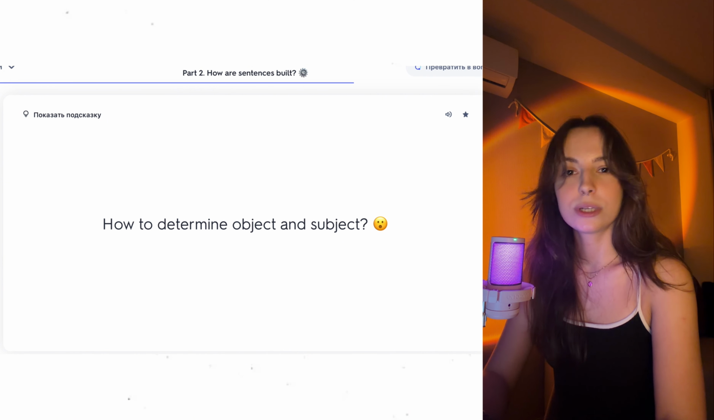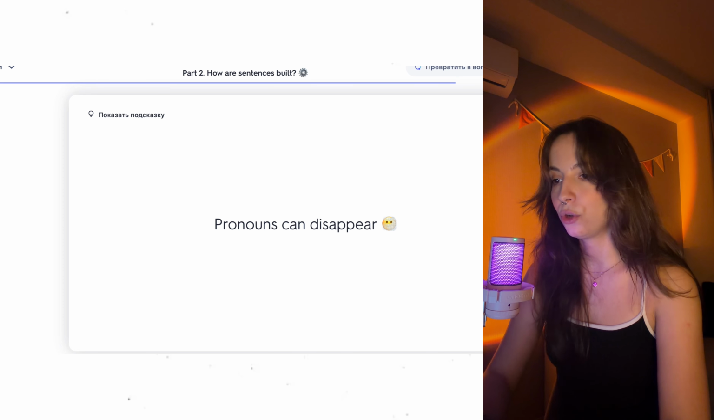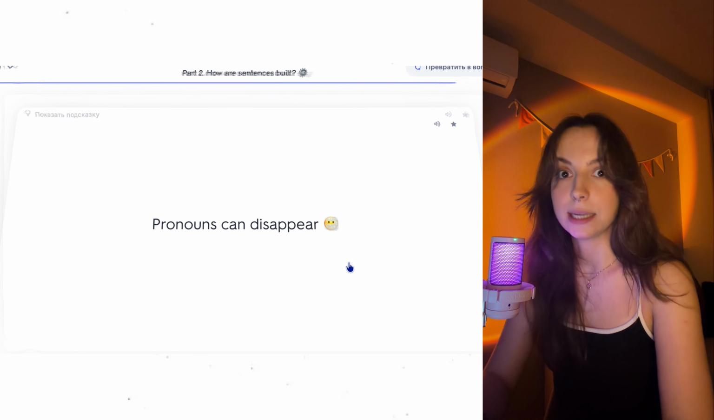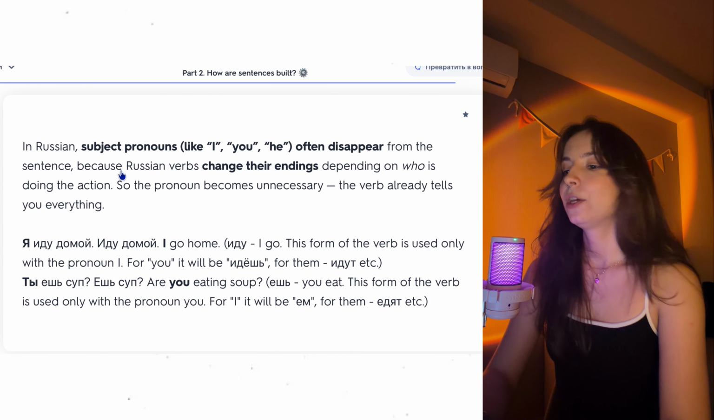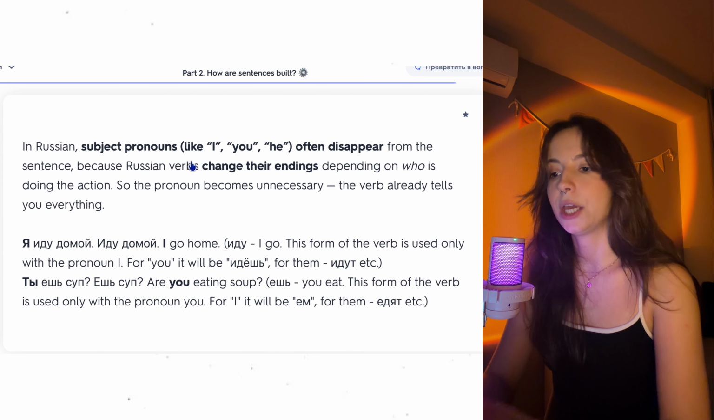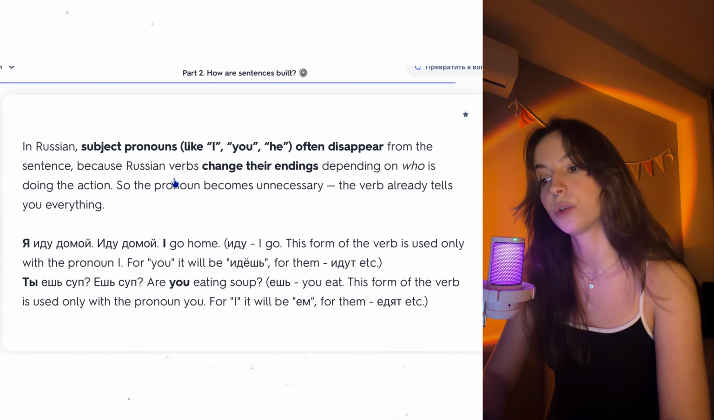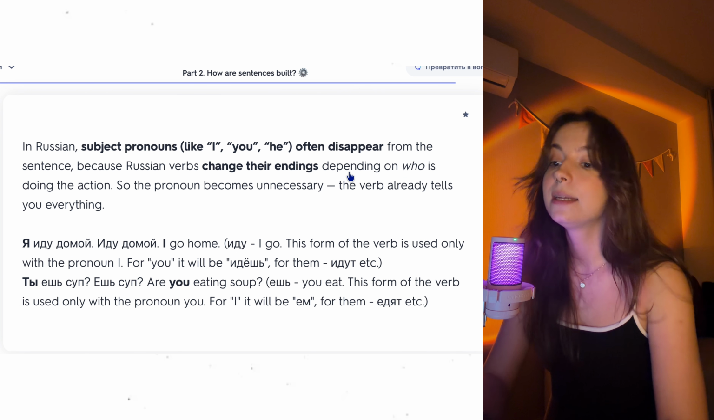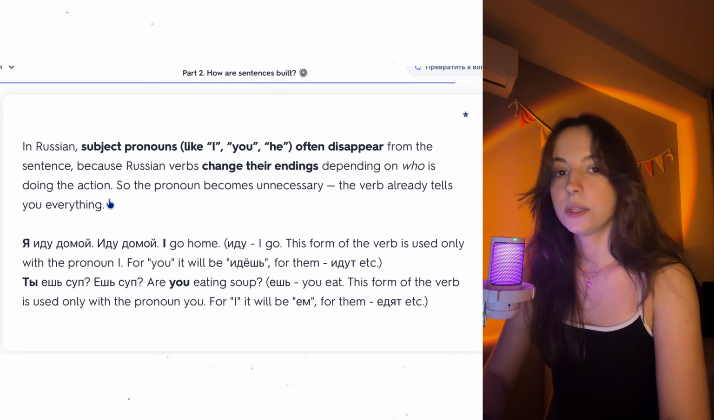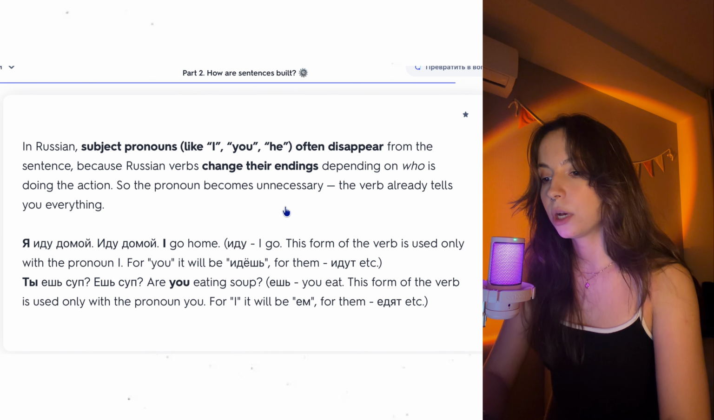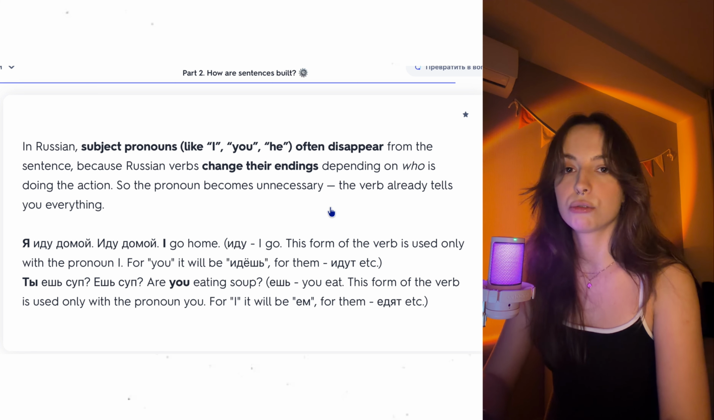Okay, so what's next? What's the last thing we need to know? We need to know that pronouns can disappear. In Russian, subject pronouns like I, you, he, she, etc. often disappear from the sentence because Russian verbs change their endings depending on who is doing the action. It's called the conjugation rule of verbs in Russian. So the pronoun becomes unnecessary. The verb already tells you everything.